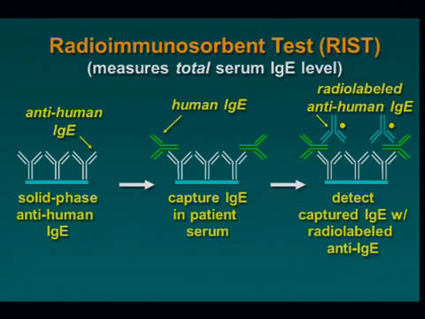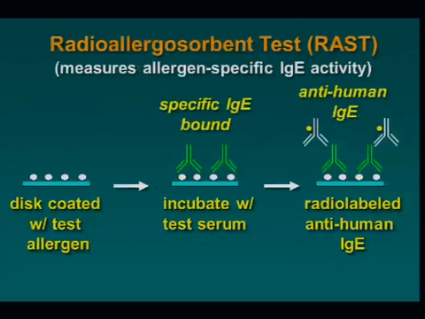The RIST measures the total level of IgE. You're asking the question, how much IgE does this individual have in their bloodstream, to any allergen, doesn't matter what? And if the IgE is elevated compared to normal values, then you start thinking about an allergic reaction. The other one measures IgE specific to a particular antigen. In this case, the RAST measures IgE specific to allergen X. So the RIST and RAST are measurements of your immune components, either in total or against a particular allergen.